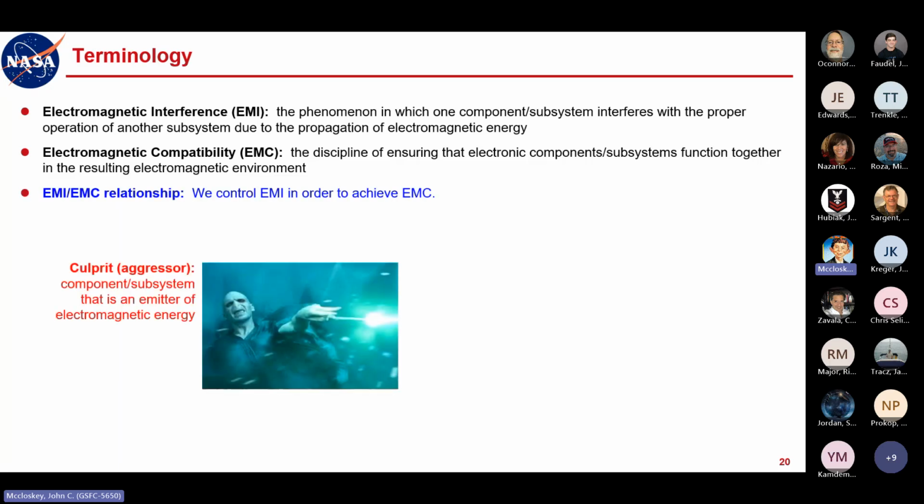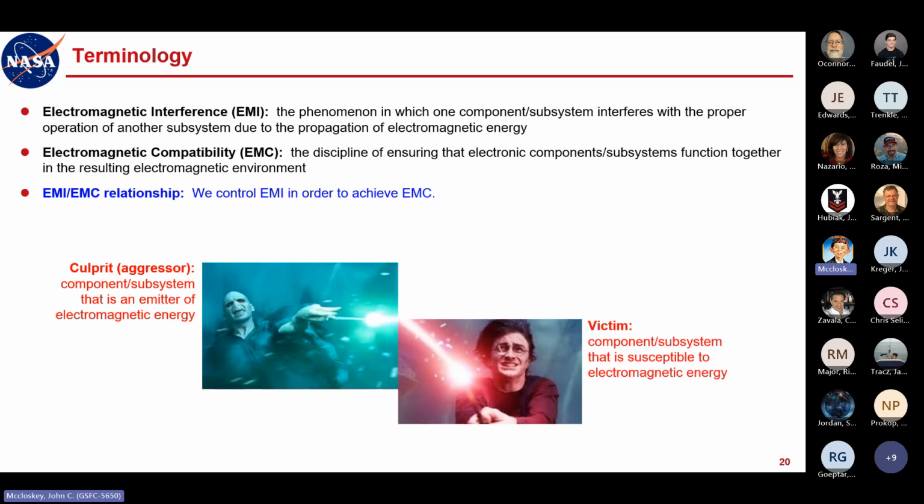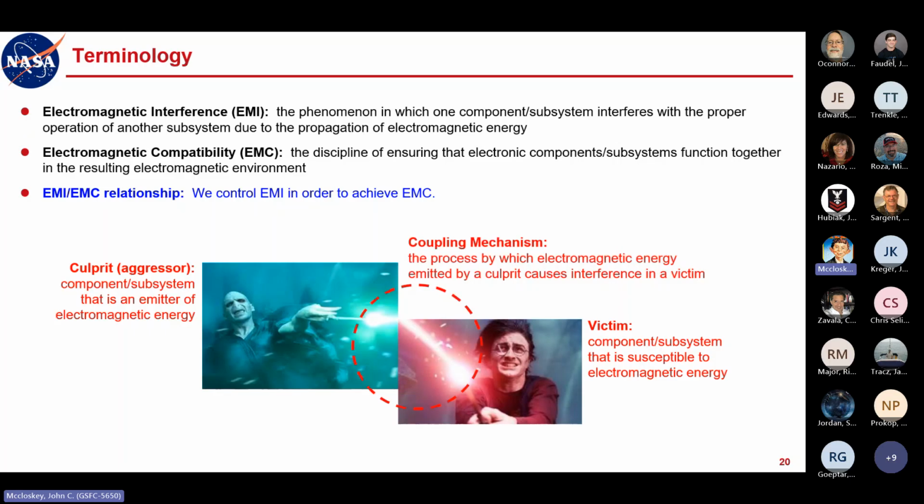Then other basic terminology: we have our culprit or aggressor, which is a component or subsystem that is an emitter of electromagnetic energy, or unbridled evil, as this example shows. Then a victim. Yeah, I know I need to update my cultural references here, but this is what we got. Our victim is a component or subsystem that is susceptible to electromagnetic energy, and your coupling mechanism is the process by which this energy couples from a culprit to a victim.